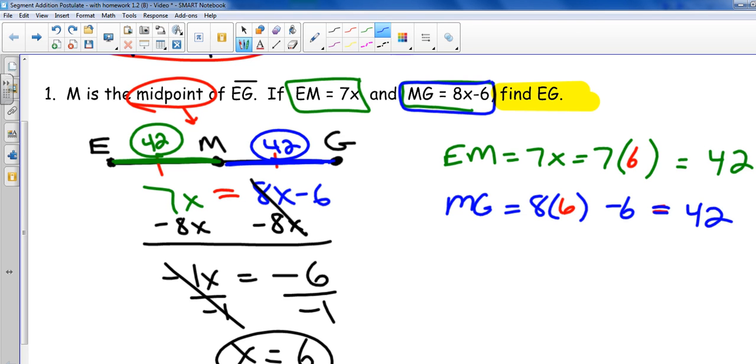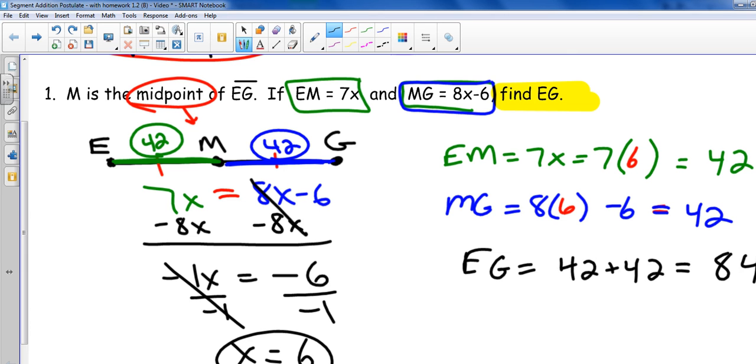Good thing, because those 2 parts were supposed to be equal. If I got something else, I must have done something wrong, and I'm going to have to go back and check my work. I did get 42, and at this point, we should be able to visually say that EG, the length of the entire segment, is really just the sum of those 2. It's EM plus MG, which is my 42 and my other 42, giving me a total of 84.